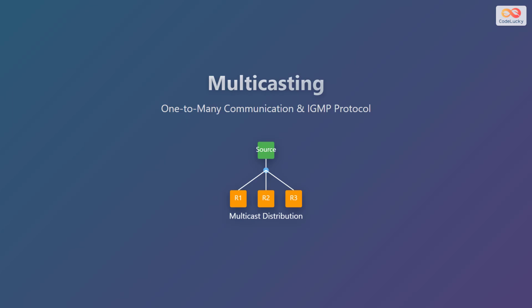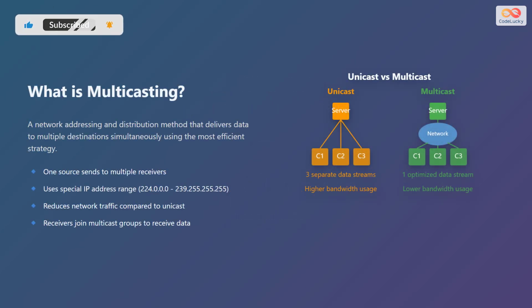Let's explore multicasting. Multicasting is a one-to-many communication method, along with the IGMP protocol, that efficiently delivers data to multiple recipients. What exactly is multicasting? Multicasting is a network addressing and distribution method that delivers data to multiple destinations simultaneously using the most efficient strategy. Key points to remember are that one source sends data to multiple receivers.